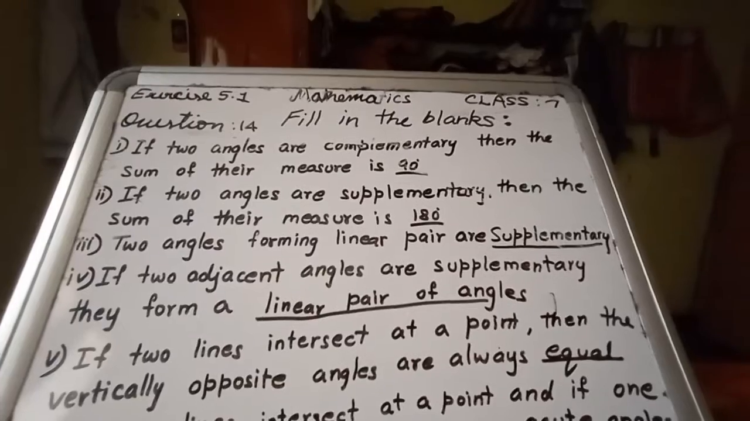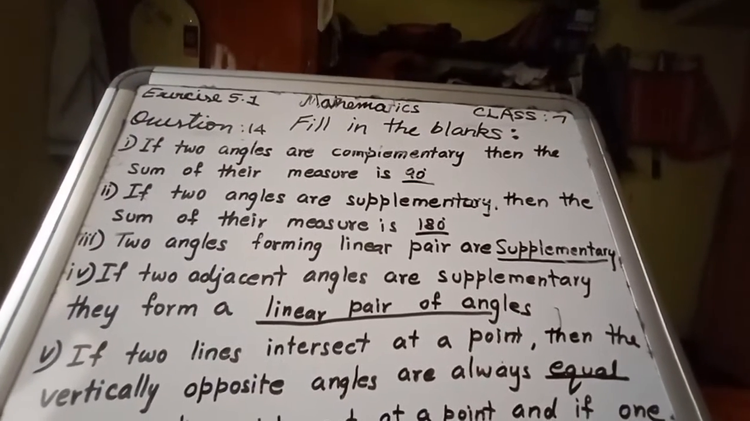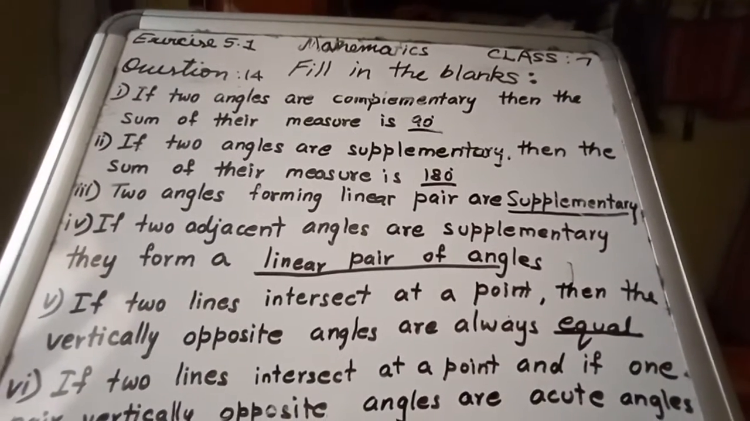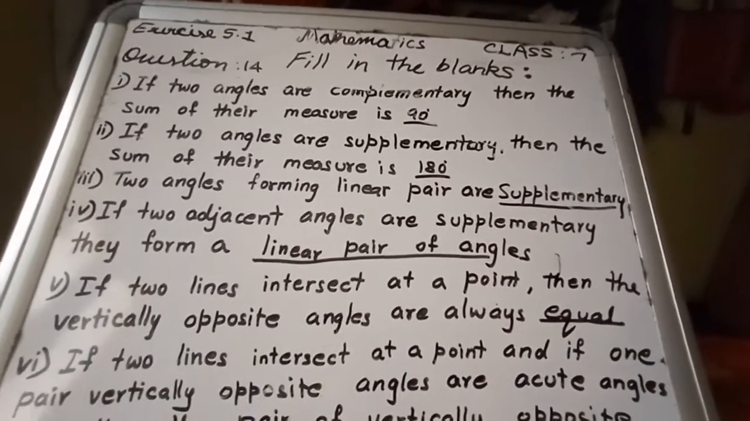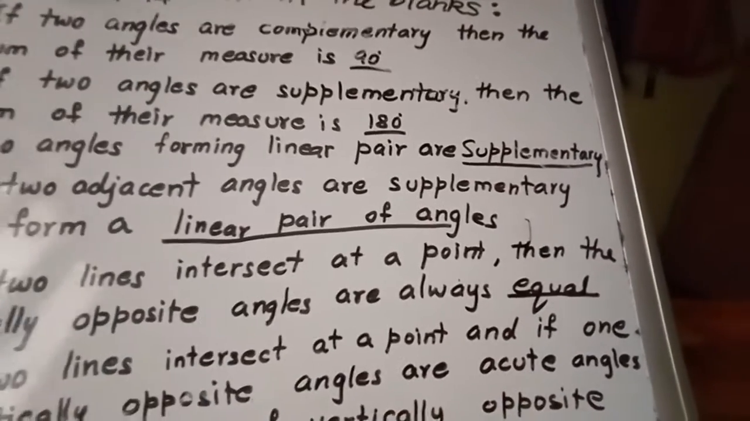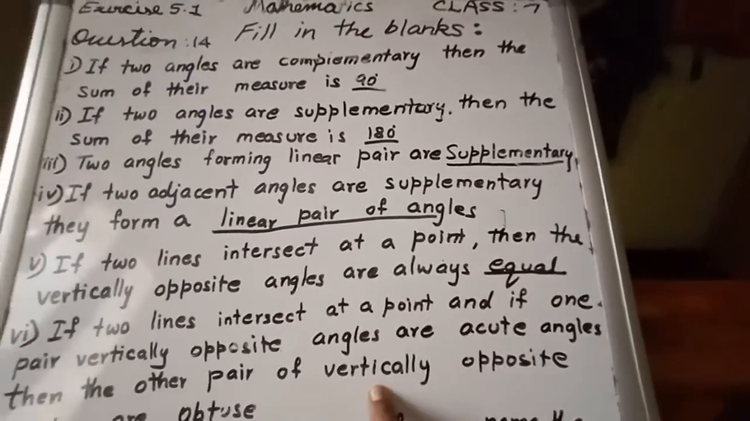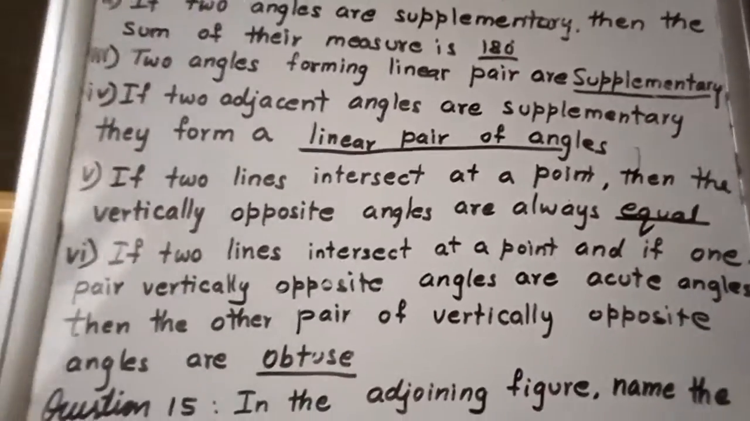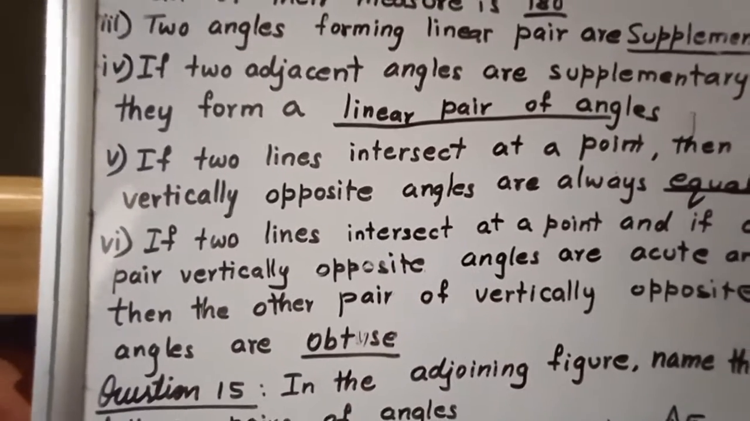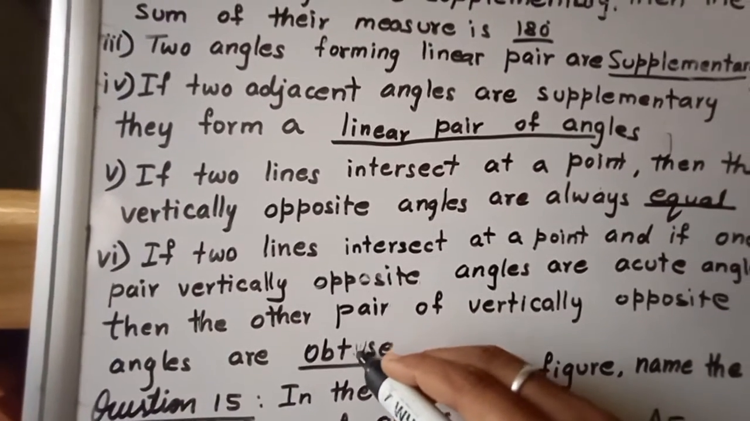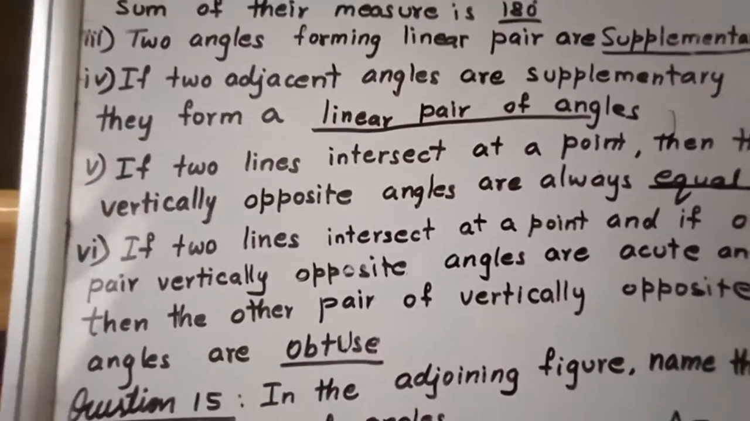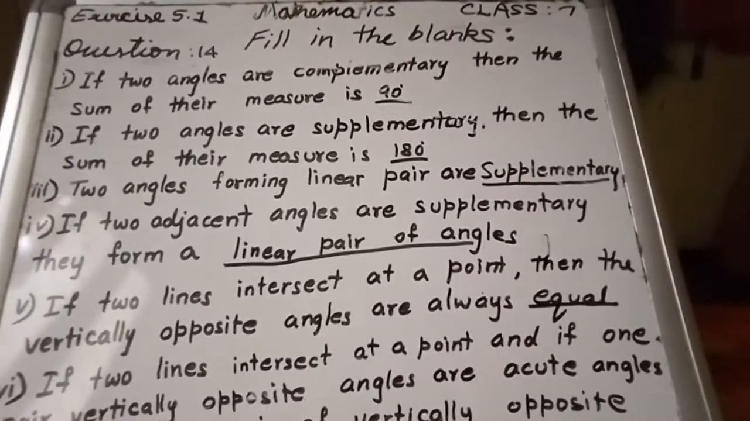If two lines intersect at a point, then the vertically opposite angles are equal. If one pair of vertically opposite angles is acute, then the other pair will obviously be obtuse. Hope you know what acute is. Less than 90 degrees is called acute. More than 90 degrees and less than 180 degrees is called an obtuse angle.